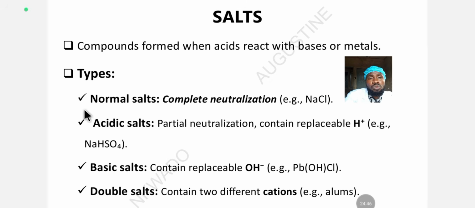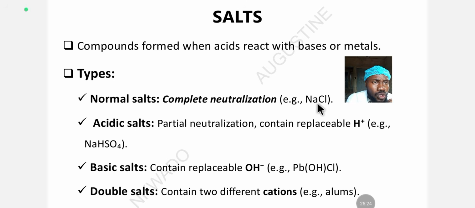The first type of salt we have here is normal salts. And normal salts are formed from complete neutralization. We have complete neutralization, we have partial neutralization, and we have incomplete neutralization. The complete neutralization means that all the replaceable hydrogen ion of this acid were replaced by metallic ion. It was replaced completely by what? Metallic ion. Okay? And when it's replaced completely, the normal salt is formed.